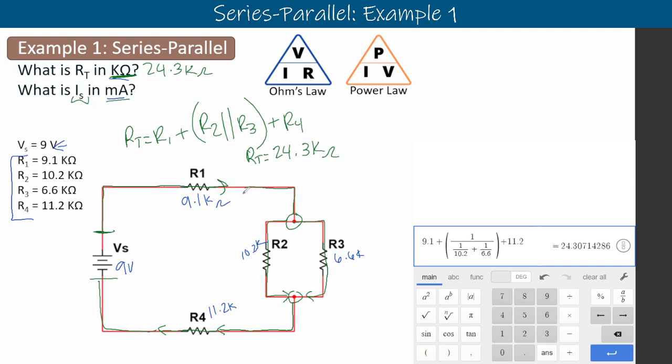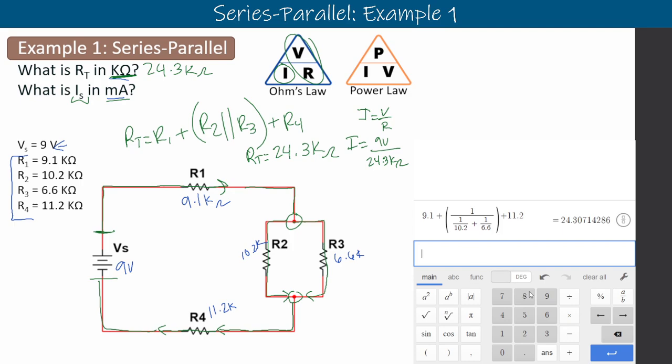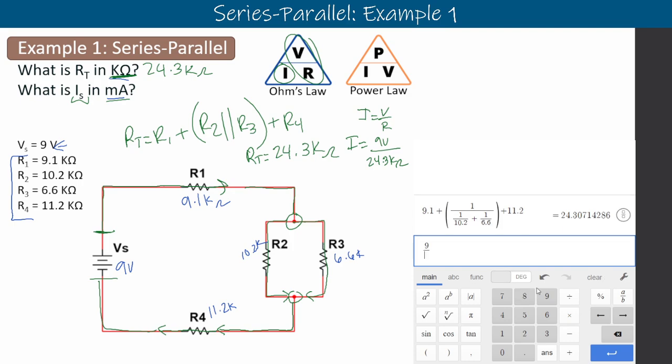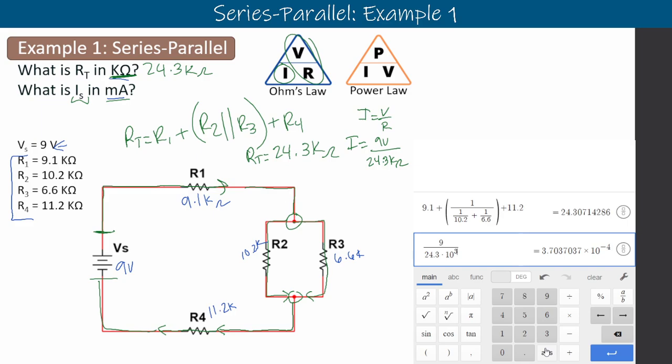And so we're going to take our total resistance and use our 9-volt source and Ohm's law. Ohm's law says that the current is equal to voltage over resistance. So we'll say that we have current equals voltage over resistance. We know our voltage is 9 volts, so I is equal to 9 volts divided by our 24.3 K ohms. Make sure we account for that kiloohms in this one here. So when we type that in, we'll say 9 divided by 24.3 times 10 to the positive 3. And that gets us a really small number.